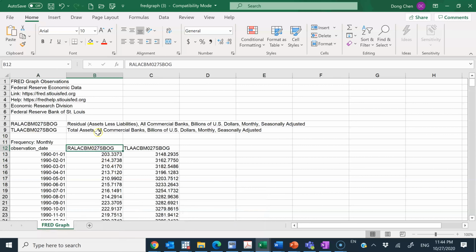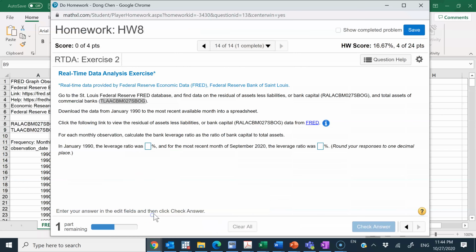And then the column B here is actually the capital, right? It's the residual. And column C is the total assets. So we have to keep that in mind, not to mix them up. So for each monthly observation, calculate. So first make sure this is monthly. Yes. For each monthly observation, calculate the bank leverage ratio as the ratio of bank capital to total assets.